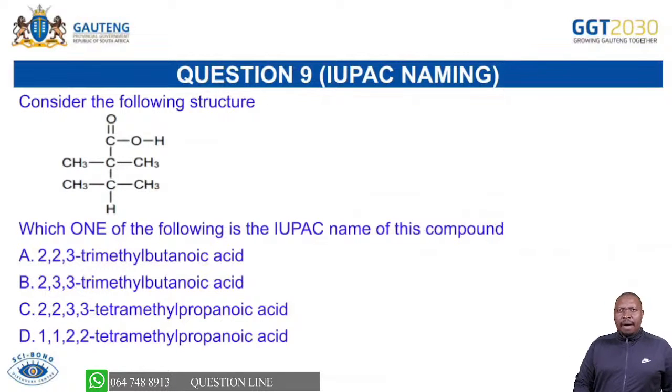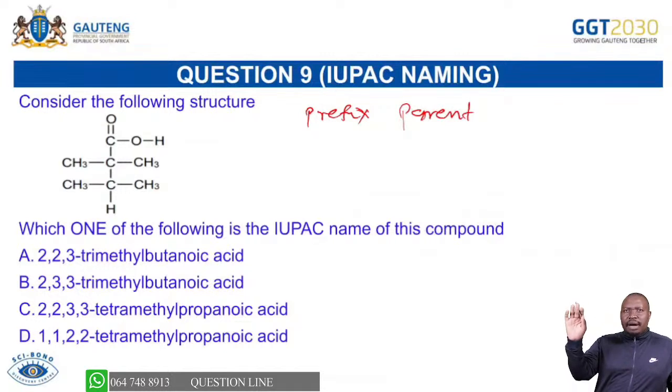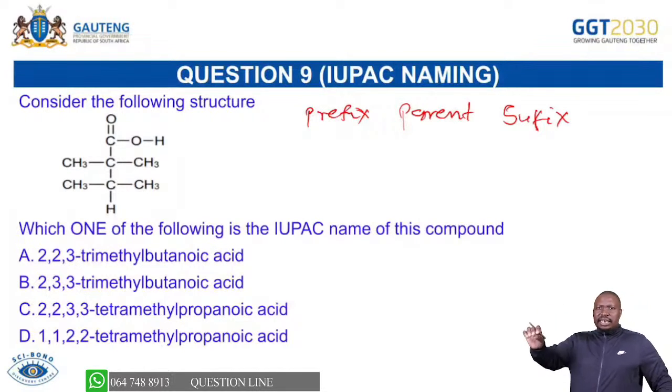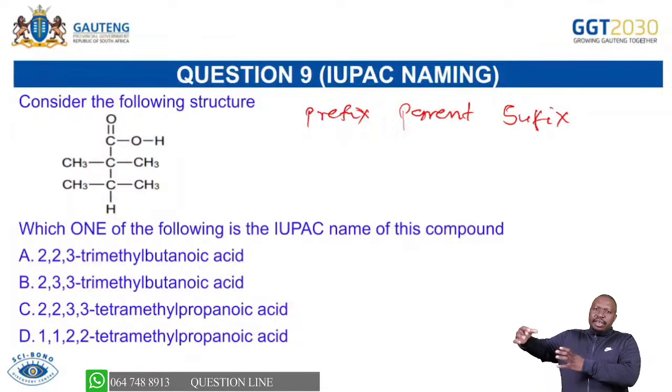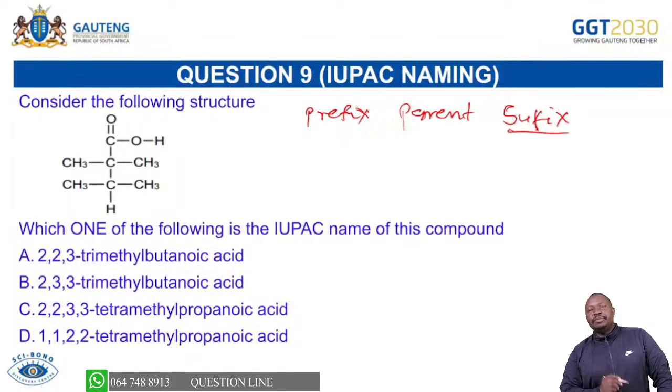So how do you go about naming the structure? Remember what I said: we look at the prefix, which is the substituent. We look at the parent, which in this case is how many carbons are in the longest carbon chain. And the last thing, we look at the suffix. Our suffix is the functional group, the homologous series: which homologous series determines how the name will end.